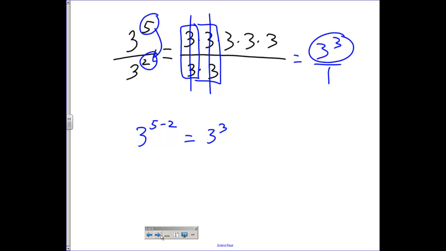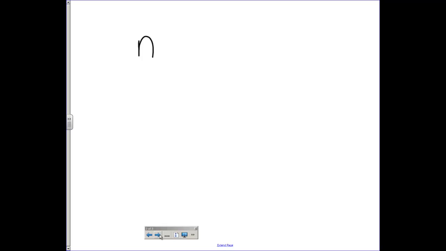And this will also work with variables. Let's suppose we have n to the 12th power over n to the, let's call it 5th power. That would equal n to the 12 minus 5, which is going to give you n to the 7th power.